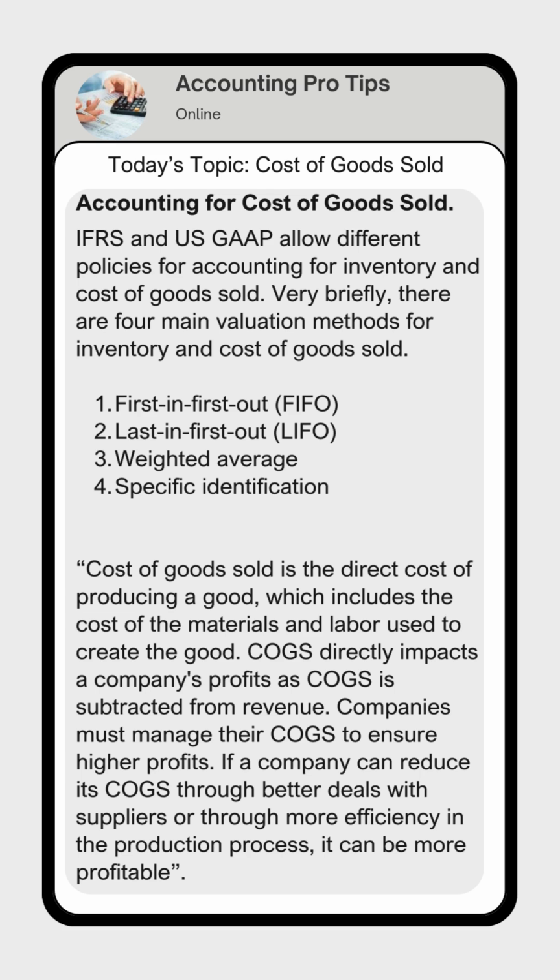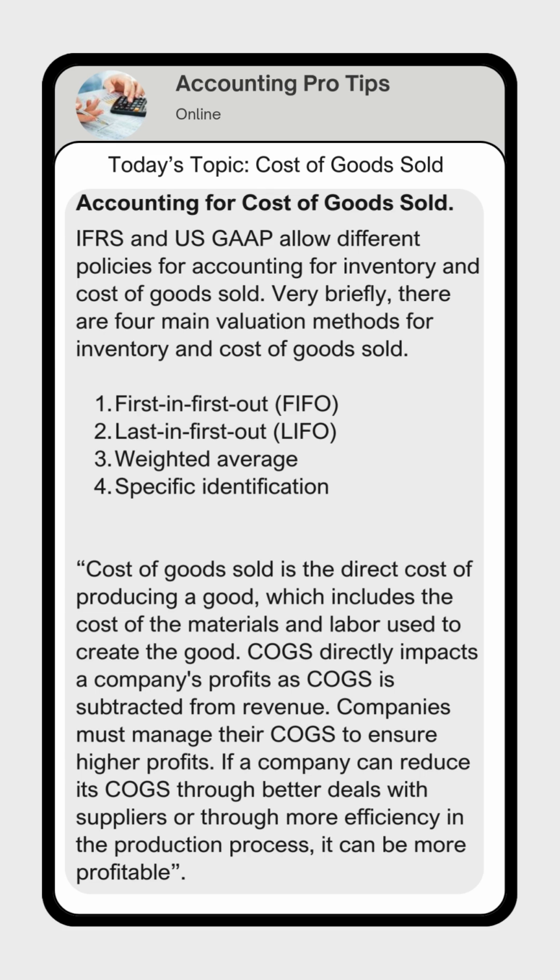A little about specific identification. SI is special in that this is only used by organizations with specifically identifiable inventory. Costs can be directly attributed and are specifically assigned to the specific unit sold. This type of cost of goods sold accounting may apply to car manufacturers, real estate developers, and others.